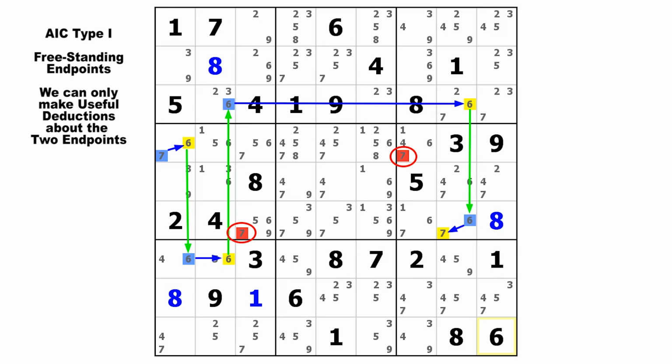So when we have an AIC with freestanding endpoints that cannot be connected, we can only make useful deductions about the 2 endpoints. We don't know anything for sure about all the candidates in between. The true-false value for each candidate in the chain will switch depending upon which end you imagine as the start of the chain, and we don't know for sure which of those 2 ways it really is.